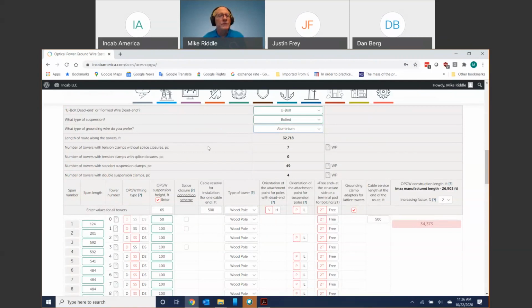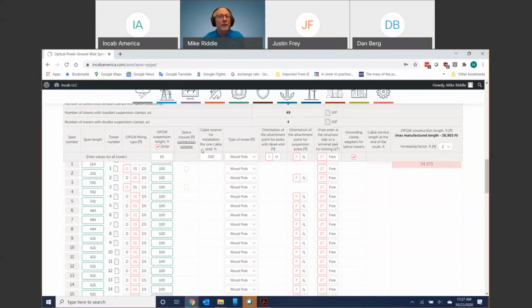whatever you choose to use. So the program has already calculated the total distance, and it's calculated the number of towers that have dead ends on it with splice points, and then the ones without splice points. And right now you'll see that that's 0, and we'll come back to that in a minute. Number of towers with suspension clamps, and the number of towers with double suspension clamps.